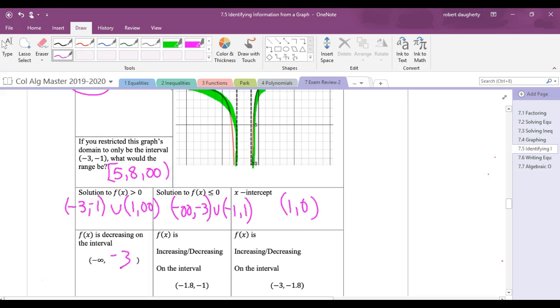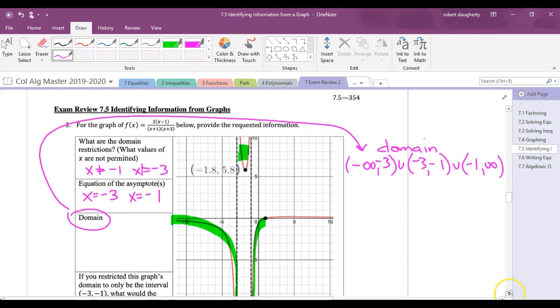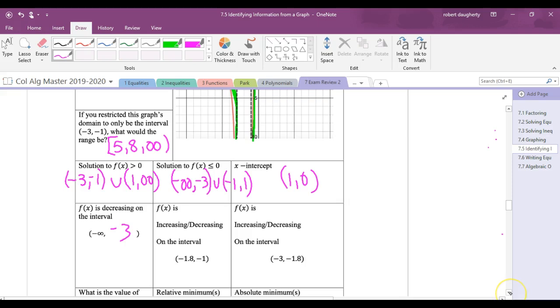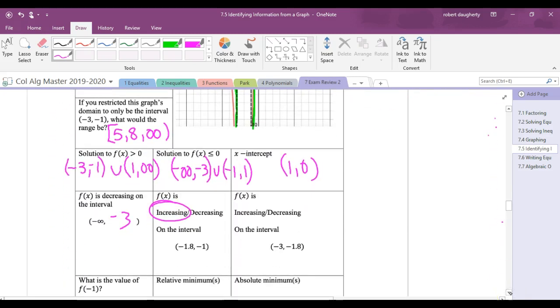From negative 1.8 to negative 1, what is the graph doing? From negative 1.8 to negative 1, this graph is increasing. What's happening between negative 3 and negative 1.8? From negative 3 to negative 1.8, you can see this graph is decreasing.